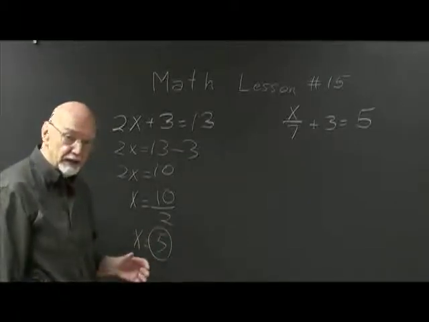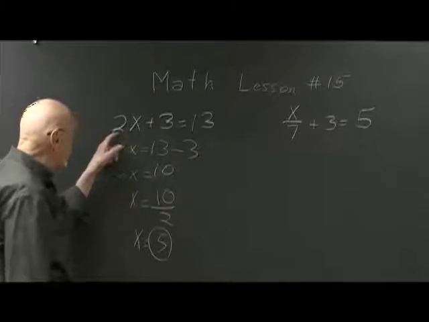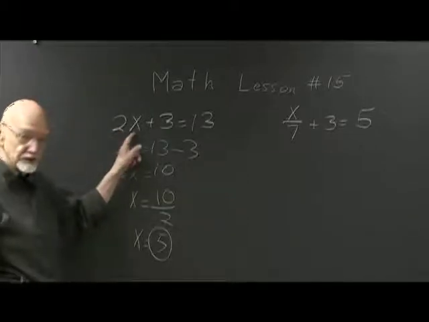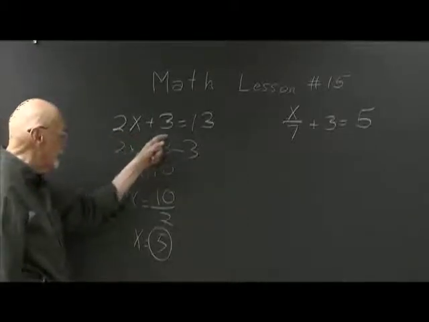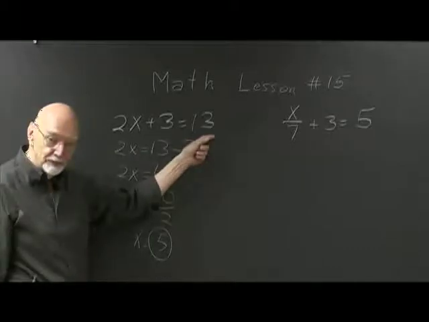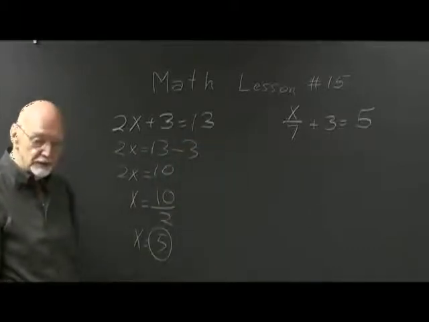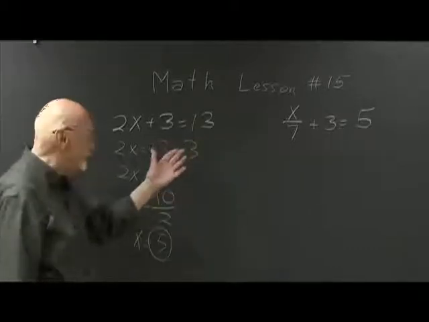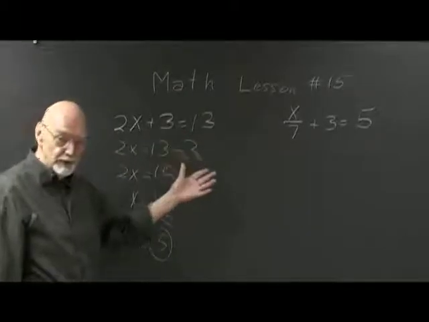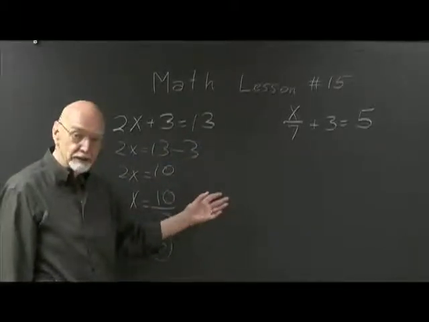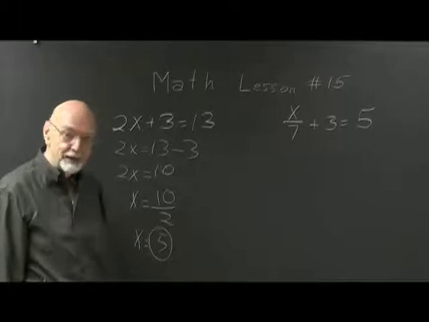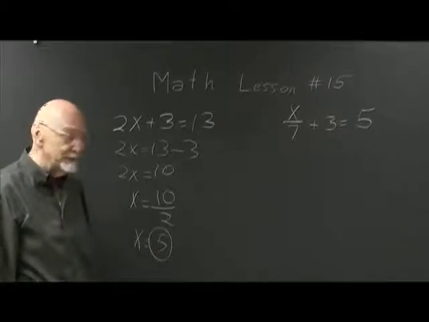And now let's check it. See if we got it right. 2 times 6.5 is 13, plus 3 equals 16. No question about it. You know you got it right. If that does not check out, then it's back to the old drawing board, and you start all over again until it does check out.